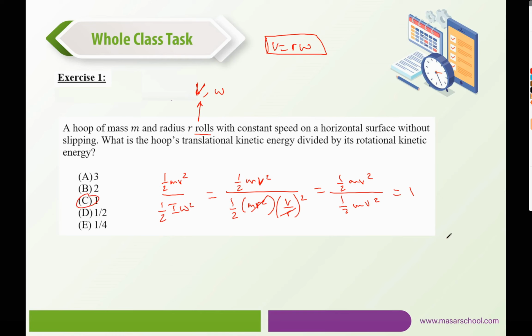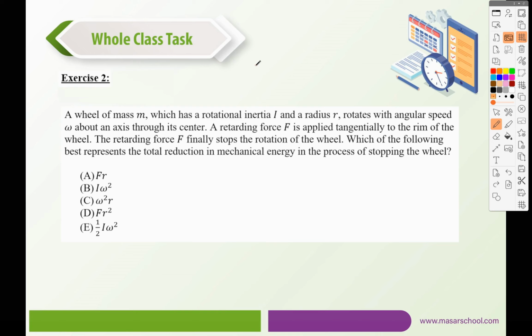A wheel of mass m, which has a rotational inertia I and radius r, rotates with angular speed omega about an axis through its center. A retarding force F is applied tangentially to the rim of the wheel. The retarding force F finally stops the rotation of the wheel. Now, because the wheel is just rotating, then the energy initially is given by half I omega square, and we don't have any other form of energy. If the retarding force F finally stops the rotation of the wheel, which of the following best represents the total reduction in the mechanical energy in the process of stopping of the wheel?